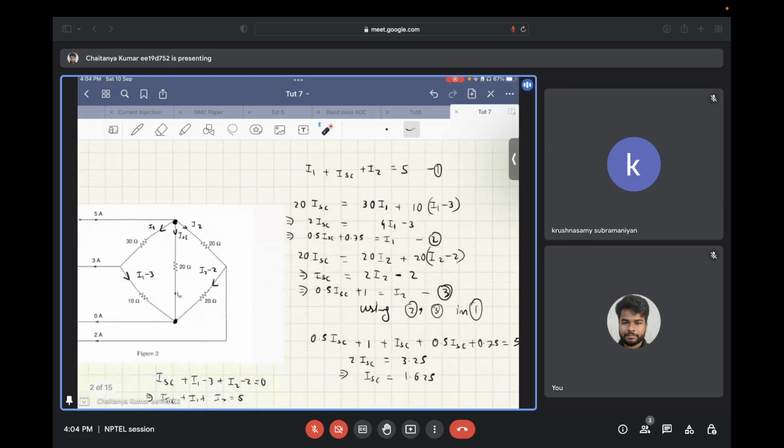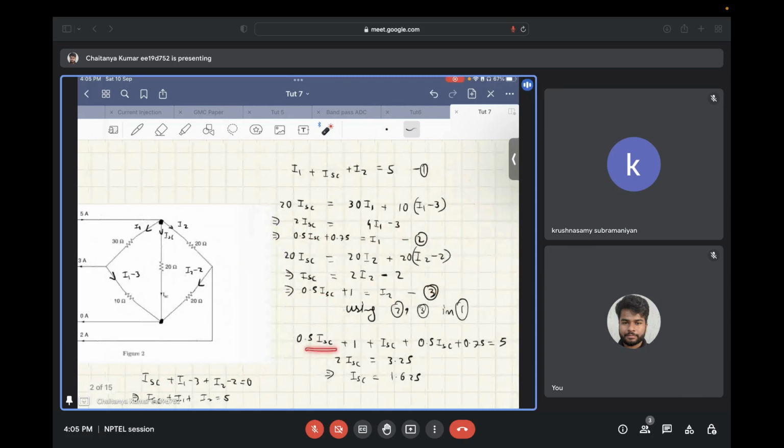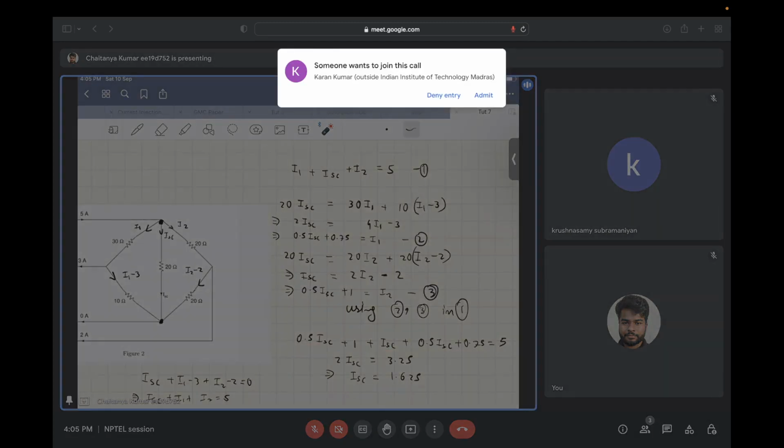Now the second equation, again we can do the same exercise across this 20 ohm branch and these two branches over here. So from there we get a relationship between ISC and I2. Now we have I1 in terms of ISC, we have I2 in terms of ISC. If we substitute these two equations in equation 1, we get an equation that is completely in terms of ISC, and from there we can find the value of ISC as equal to 1.625.